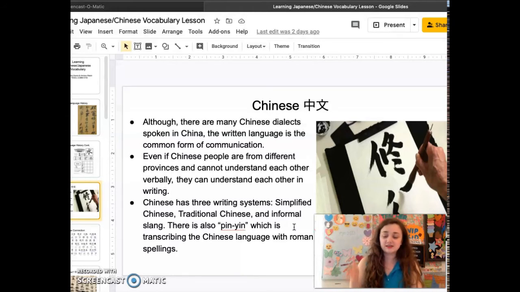And then Chinese has 3 writing systems. The simplified Chinese is what I learned in high school. That's what they teach you. However, traditional Chinese is what's actually spoken in China, and what everyone uses there. If you read a newspaper, you're going to see all the complex Chinese characters in their full form. And then pinyin is also what we Westerners use to be able to read the Chinese characters. It's called pinyin.